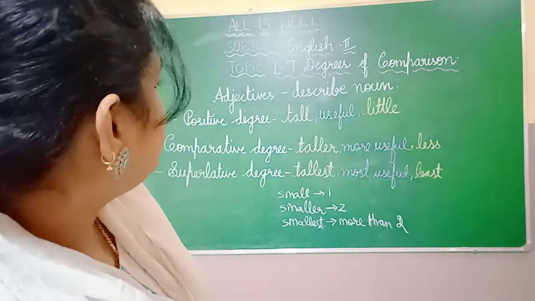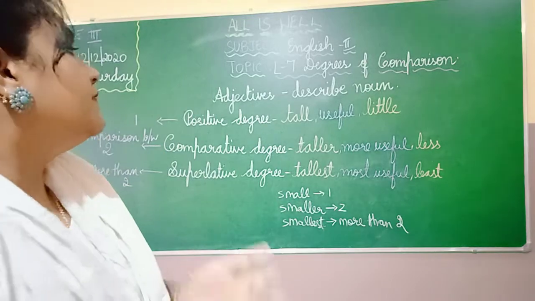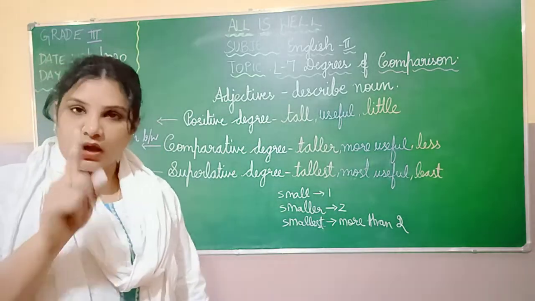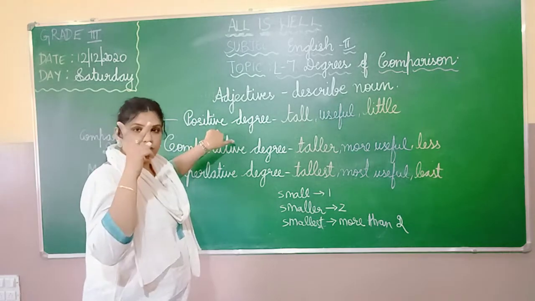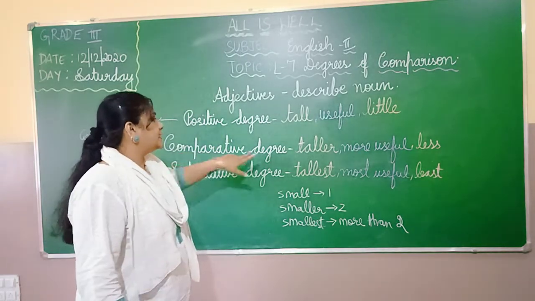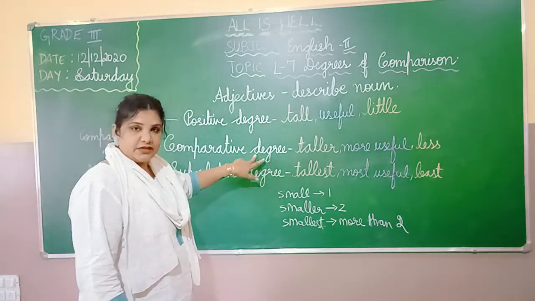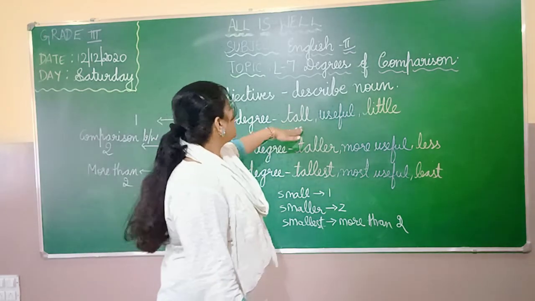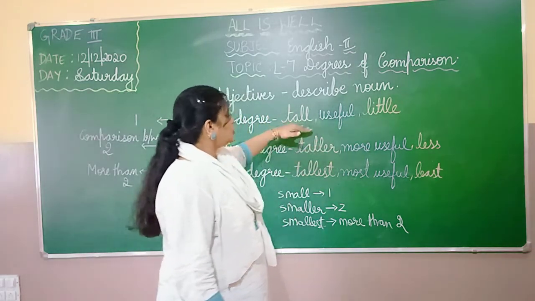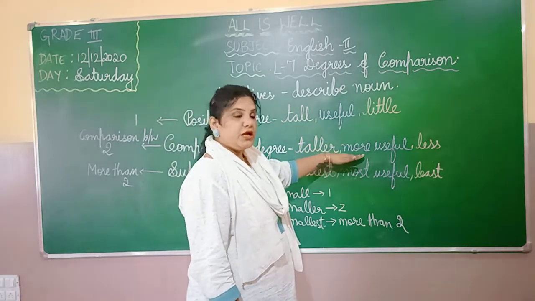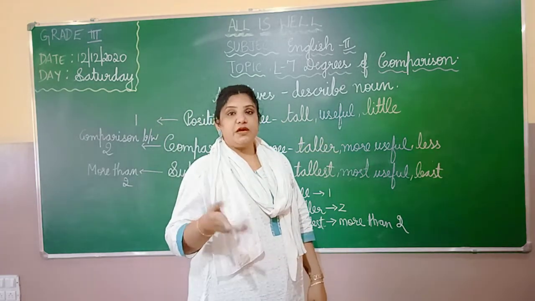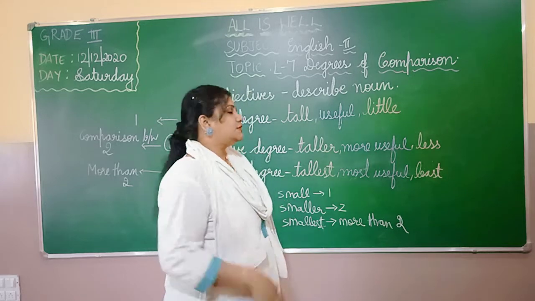When I am talking only about one noun, it is called positive degree. When I am comparing two nouns, it is comparative degree. In comparative degree, all your adjectives will change. Tall will become taller, useful will become more useful, because I can't say usefuler, usefulest. There is no word such as that.